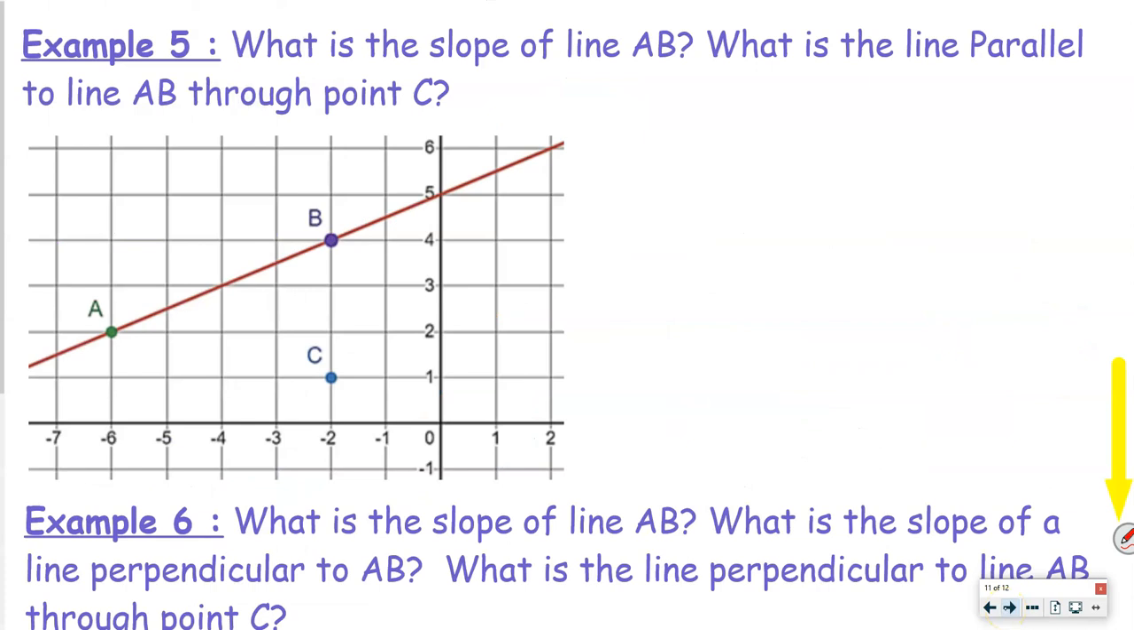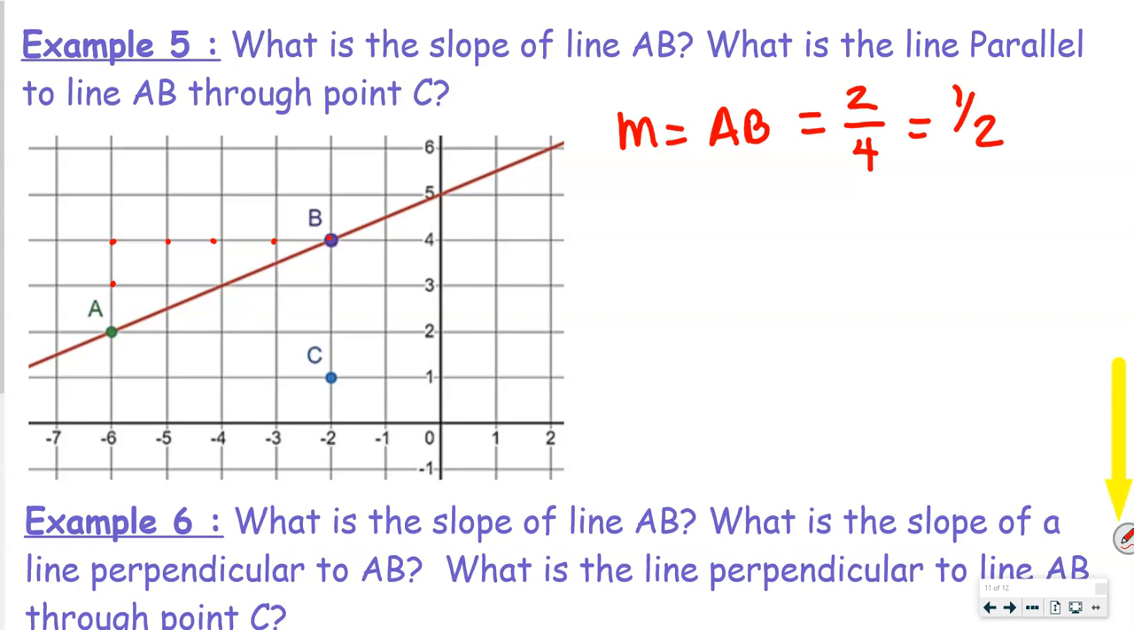So example 5 says, what is the slope of line AB? What is the line parallel to line AB through point C? Now, this is a little bit different, okay? So the first thing we're going to do is find the slope of AB. So we're going to count 1, 2 up, rise over run, 1, 2, 3, 4 over. Okay, also remember, you always want to simplify this. This is the slope of 1/2.